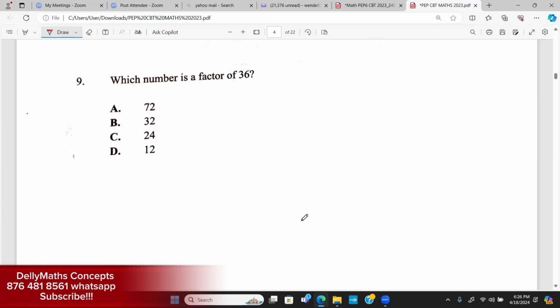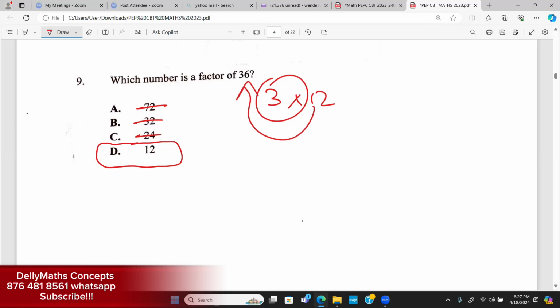Infinite. Which number is a factor of 36? Now, remember, the biggest factor of any number is itself. So it can't be this, right? We're positive. Which one of these numbers can go into 36? This is our answer. So those are off limits. Our answer is 12. 12 could go into 36 3 times, right? There we go. All right, so 12 is a factor.